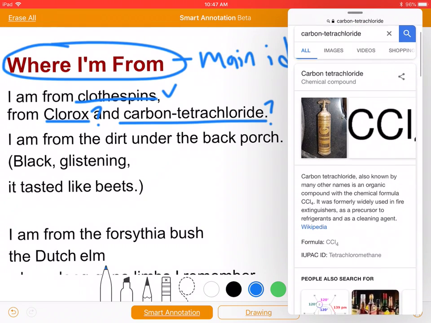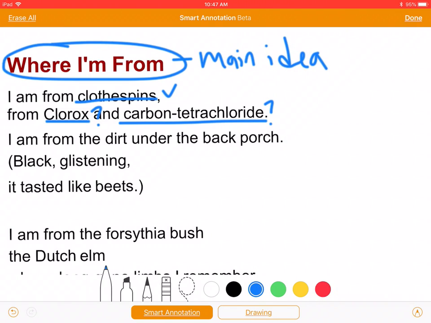And if I read through this, look at this Wikipedia excerpt here. At the very bottom of it, it says that it was a precursor to refrigerants, and it was once used as a cleaning agent. And that helps me a lot. Now I'm going to get rid of this by swiping over. And right away now, I know that all of these things, just by doing a little bit of research, all of them have to do with cleaning agents, all right, or cleaning, right?